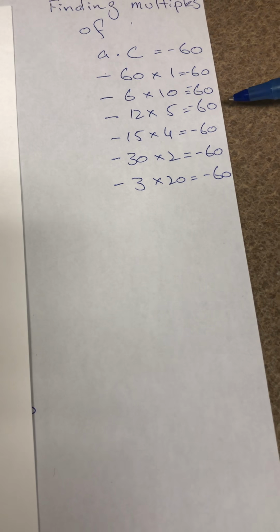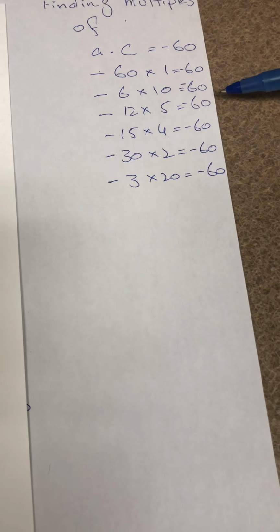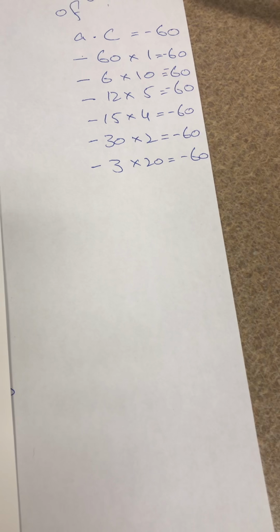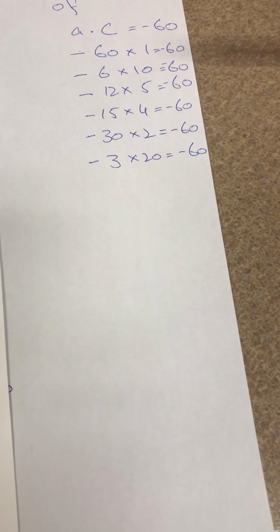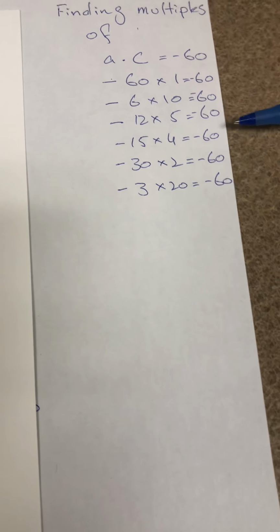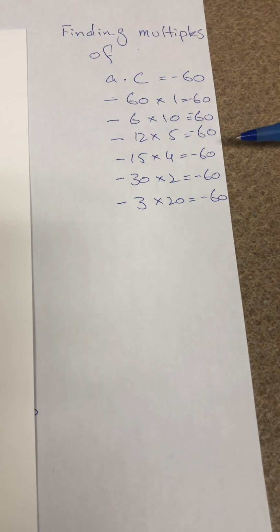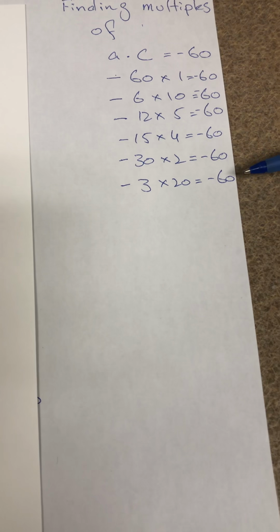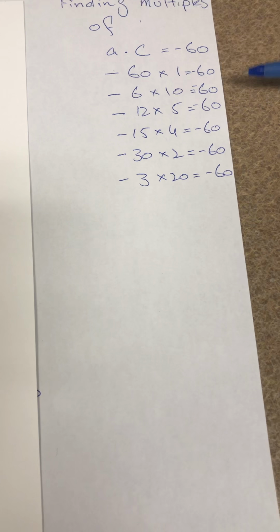The point of doing this is to find multiples of minus 60 which, when we add them, give us minus 7. So if you see here, our goal is to find numbers that add up to b, and are a multiple of a times c, which gives us minus 60. So back to finding multiples of minus 60, they are minus 30 times 2, minus 3 times 20. They all give us minus 60s.